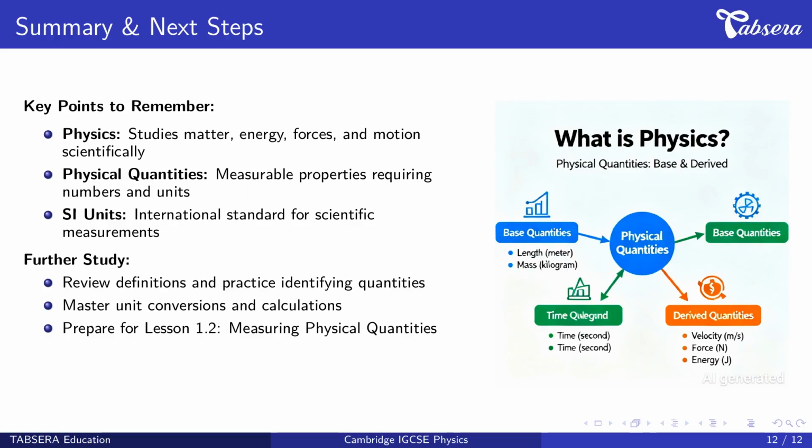The key points to remember are: first, physics is the science that studies matter, energy, forces, and motion through systematic observation and experimentation. It seeks to understand how the universe works at all scales, from subatomic particles to galaxies. Second, physical quantities are measurable properties that require both numbers and units to have meaning. Examples include length in meters, mass in kilograms, and time in seconds. Without units, numerical values are scientifically meaningless.